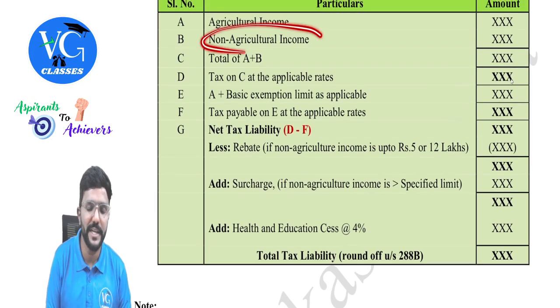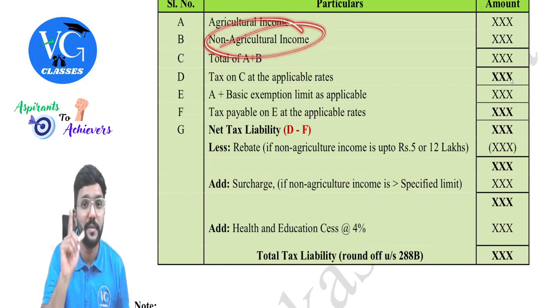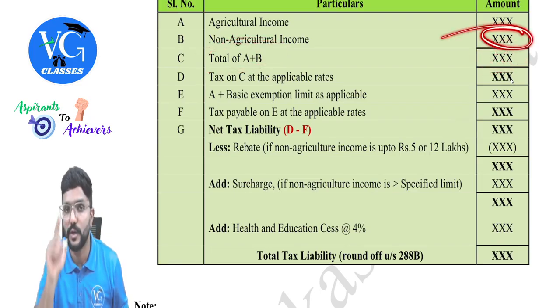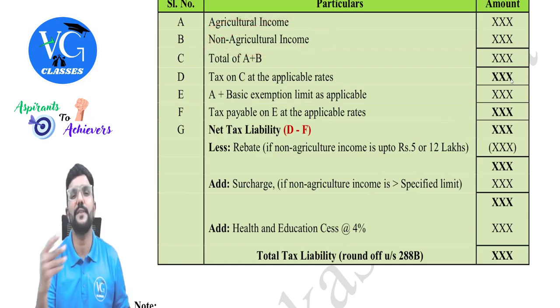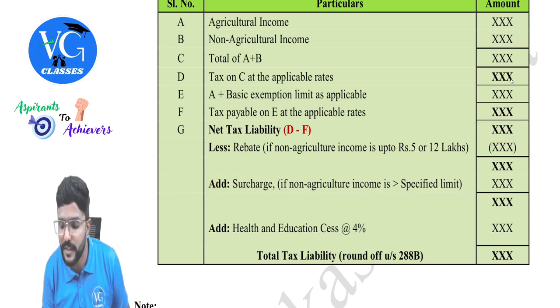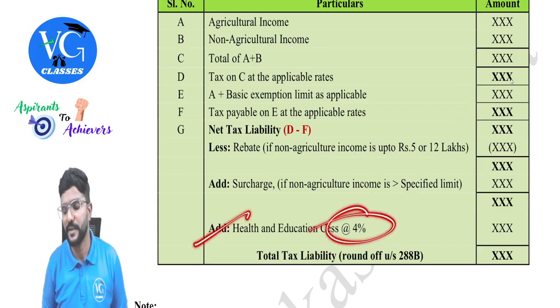If the non-agricultural income, which we also call total income, is within 5 lakh or within 12 lakh, the assessee is eligible for a rebate, provided he is a resident individual. Then surcharge can be applicable if the non-agriculture income, please be careful, don't check for this figure. This is not total income. This is called total income. So if non-agriculture income is more than 50 lakh, 1 crore, 2 crore and so on, then we need to add surcharge here. Then health and education cess on what figure? This figure. Please be careful. Then health and education cess is 4%. We need to take it.